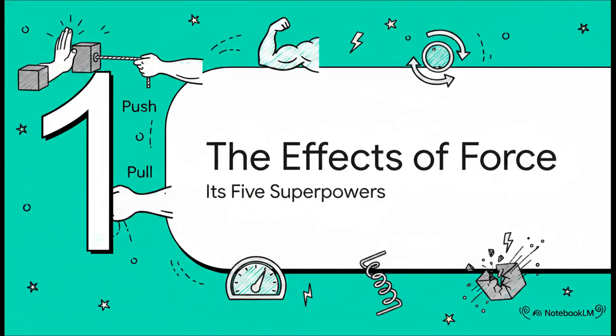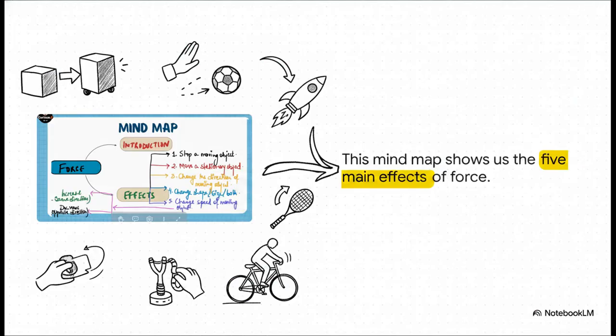So, we know what a force is, a push or a pull between two things. But what can it actually do? Well, it turns out force has about 5 main effects. You could almost call them superpowers that change the world around us. Let's take a look. This mind map here gives us the whole picture at a glance. We're going to quickly break down each of these 5 key effects, one by one.